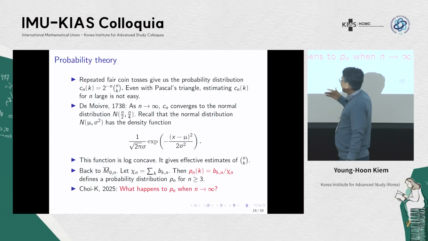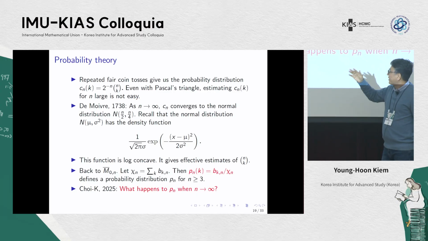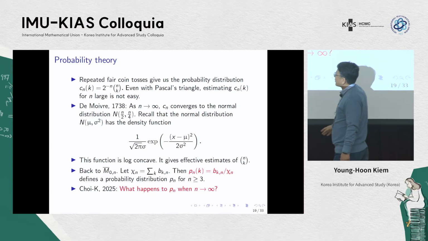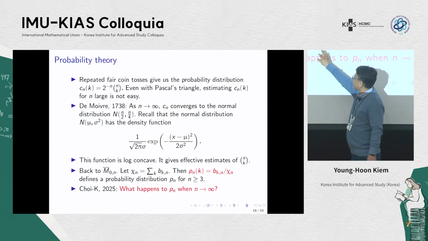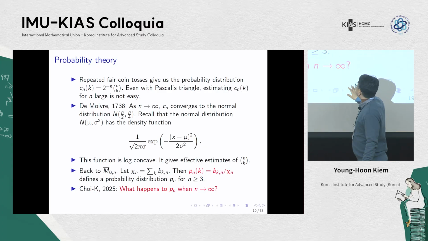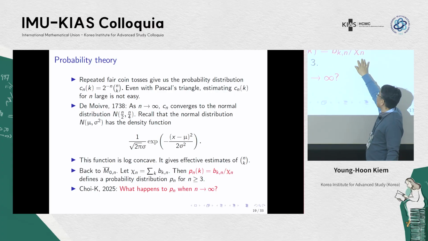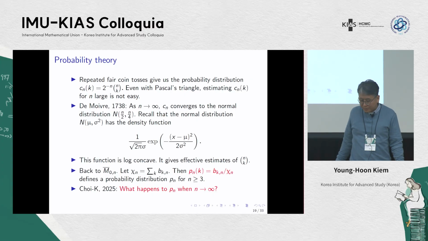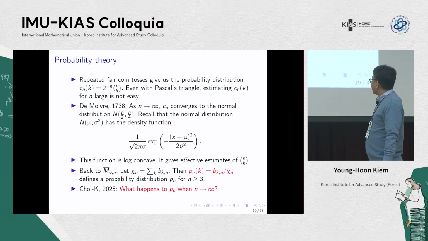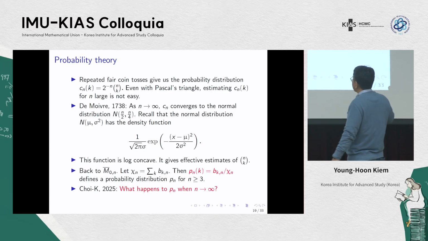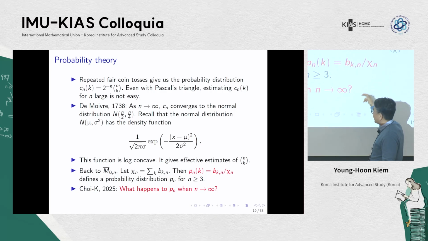So let me refine the question I put in the previous slide. Let's go back to M_{0,n} bar. Let's think about the Euler characteristic of M_{0,n} bar, which is the sum of Betti numbers. So we divide the Betti numbers by the Euler characteristic. So obviously, this gives us a probability distribution. And the question in the previous slide can be rephrased into this question. What happens to this probability distribution as n goes to infinity?